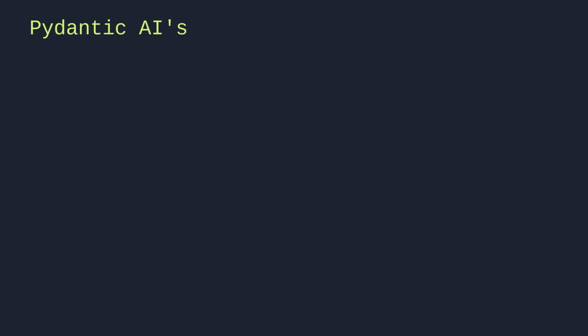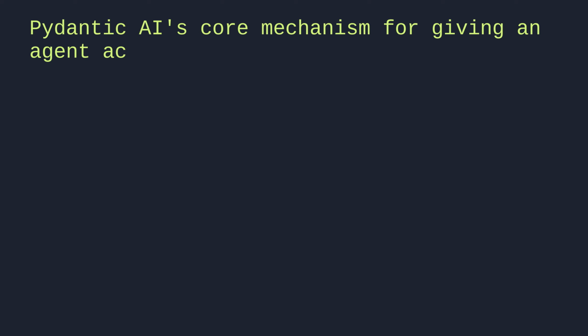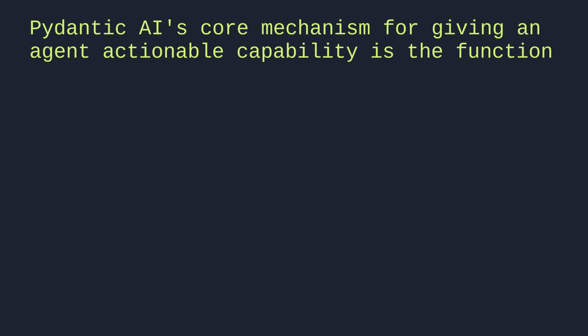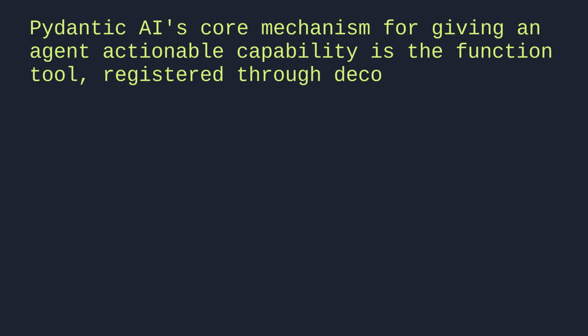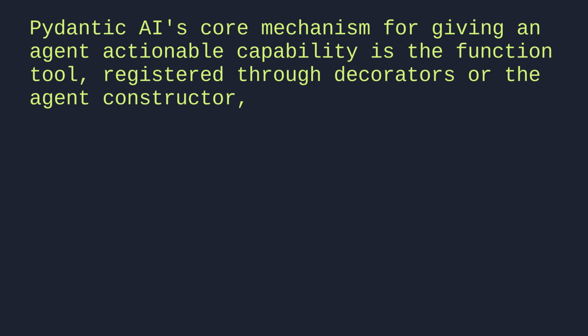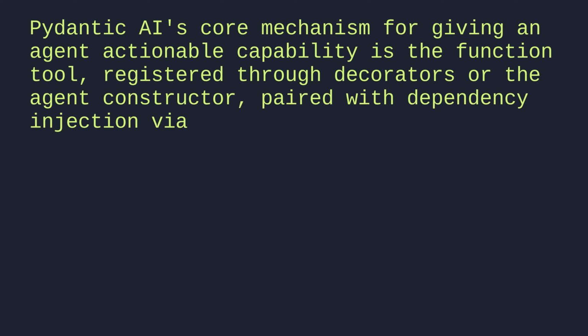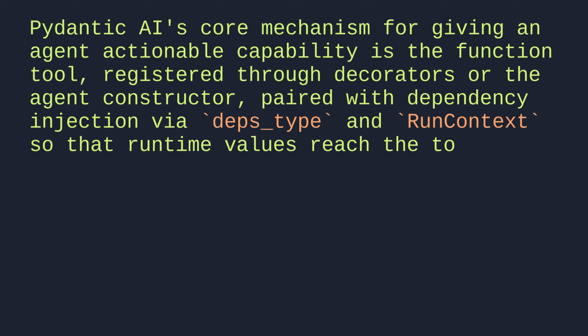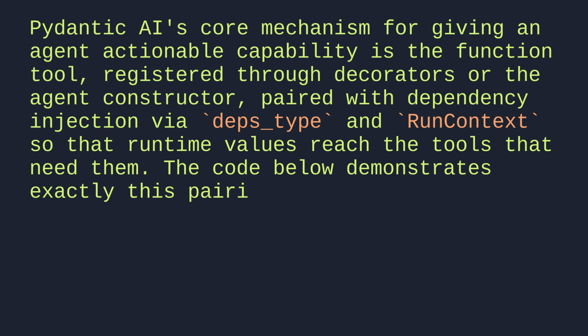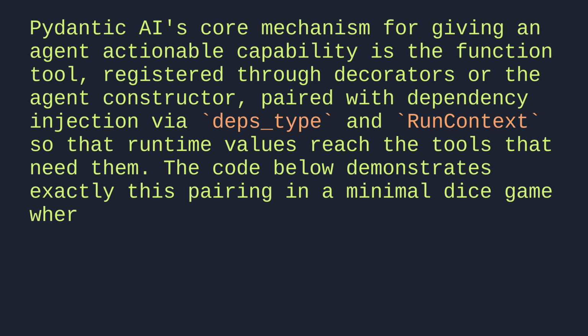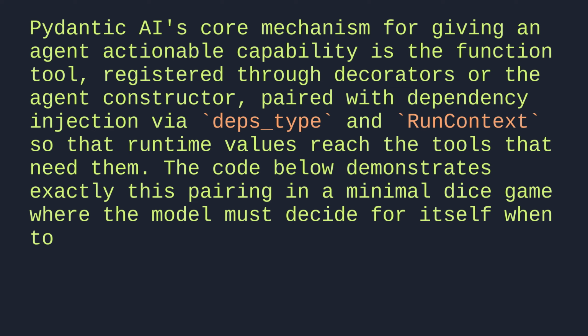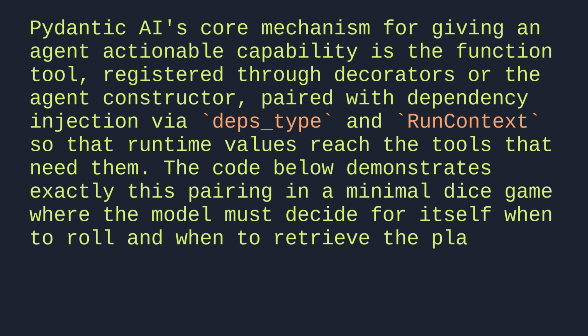Pydantic AI's core mechanism for giving an agent actionable capability is the function tool, registered through decorators or the agent constructor, paired with dependency injection via deps type and RunContext, so that runtime values reach the tools that need them. The code below demonstrates exactly this pairing in a minimal dice game where the model must decide for itself when to roll and when to retrieve the player's name.